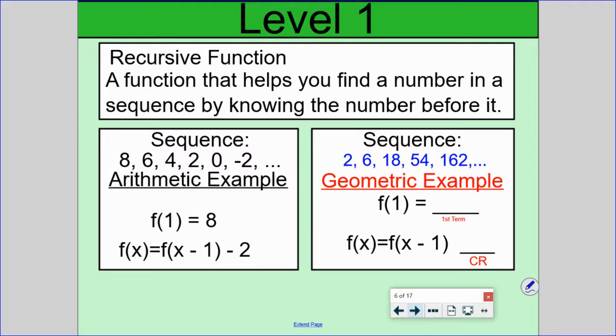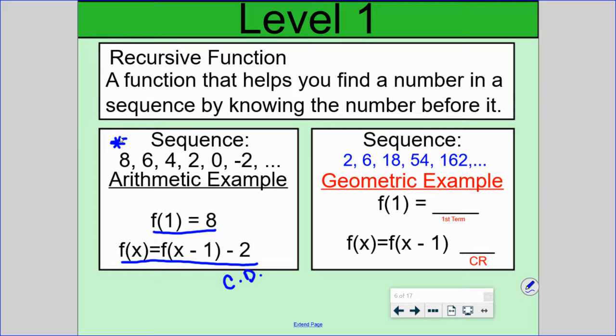A recursive function is a function that helps you find a number in a sequence by knowing the number before it. You guys have been doing great at recursive functions for our arithmetic sequences. Here's our example: 8, 6, 4. Remember, with recursive functions, we state what the first number in the sequence is: f of 1 equals 8. Then we state what's happening every time. For any term in the sequence, it's equal to the term before it minus 2. We are subtracting 2 every time. This 2 was our constant difference.